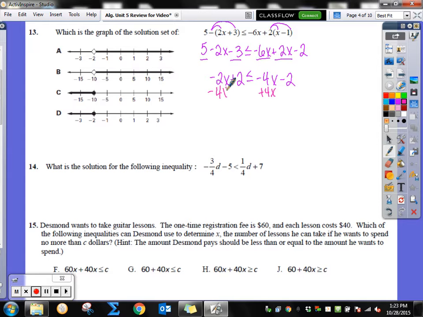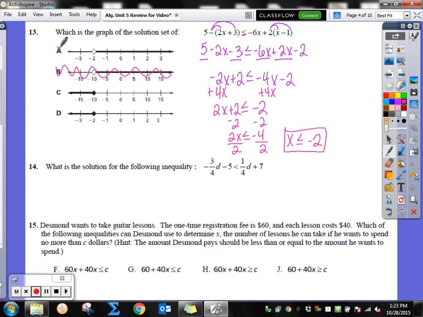Remember, you may choose a different step, but we should end up with the same answer. So we have 2x plus 2 is less than or equal to negative 2. Subtract 2. 2x is less than or equal to negative 4. Divide by 2. So x is less than or equal to negative 2. Then we need to pick out our graph. One thing that I could have done from the beginning, because it has or equal to, I could have immediately crossed out A and B because they have open circles. So less than or equal to negative 2 would be graph D.